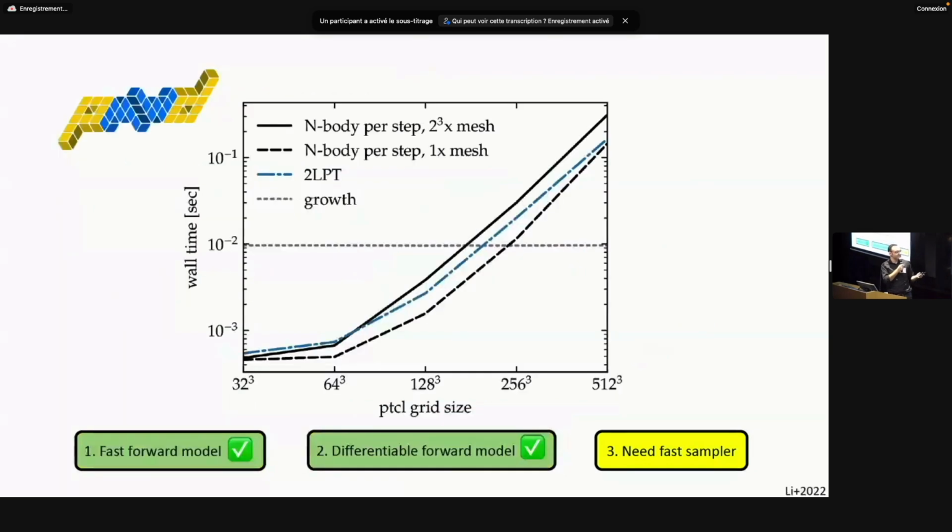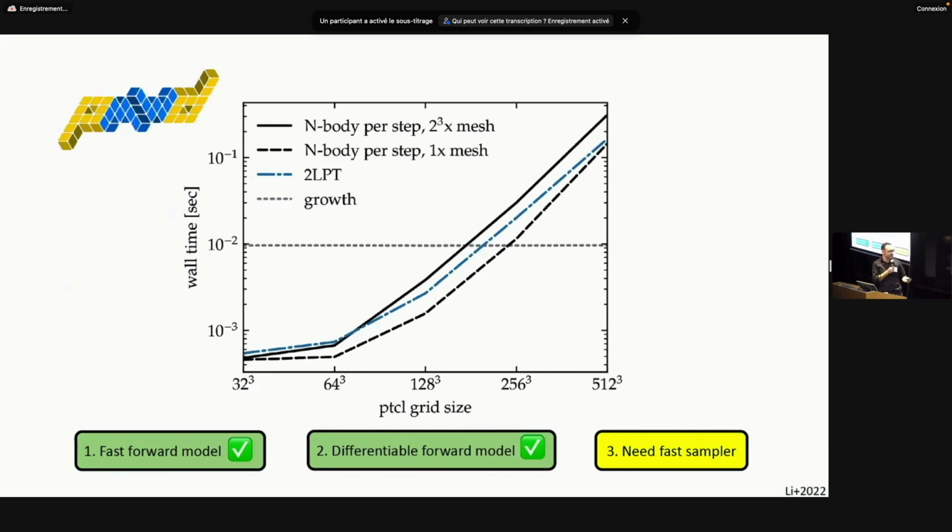The first two of these problems we can fix by using PMWD, a differentiable code written in JAX. And this is able to fit 512 cube particles on a single GPU and can do one n-body step in 0.1 seconds, which is extremely fast. And because it's written in JAX, it's auto-differentiable, which means you get the gradients of the forward model for free. And so that solves the first two problems. I should also mention there are other ways to do this. You could use the Borg approach, or you could use effective field theory. Both are also fast and differentiable.